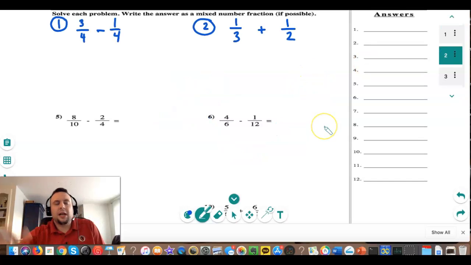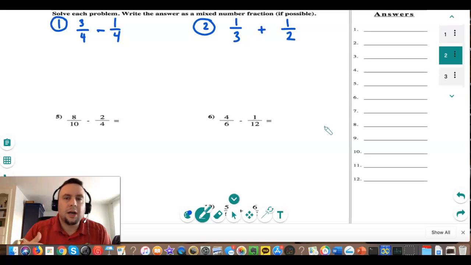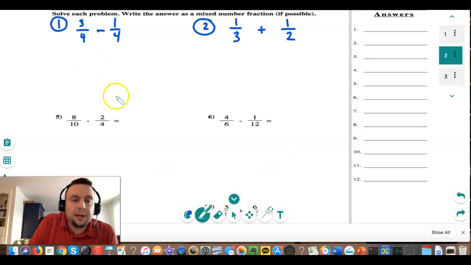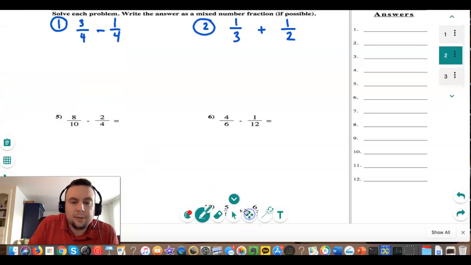All right, so what we're going to do today real quick is adding and subtracting fractions with like and unlike denominators, and throw a little bit of algebra in there right after that. So to add and subtract fractions, we need a common denominator, which you see up here in question number 1.